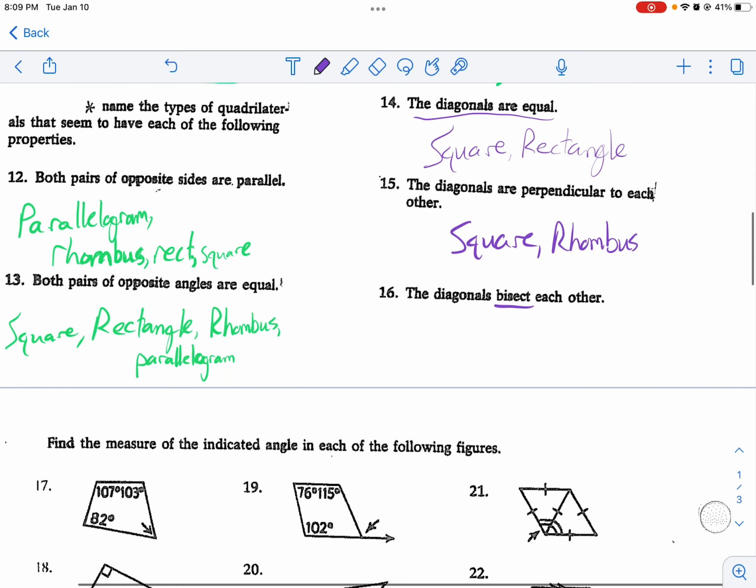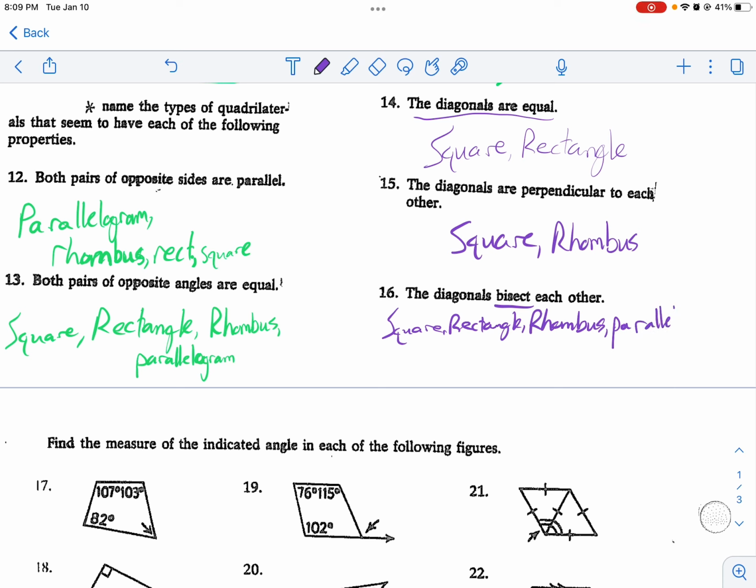So I'm gonna mark down square, rectangle, rhombus, and parallelogram. Oops, two A's. Parallelogram.